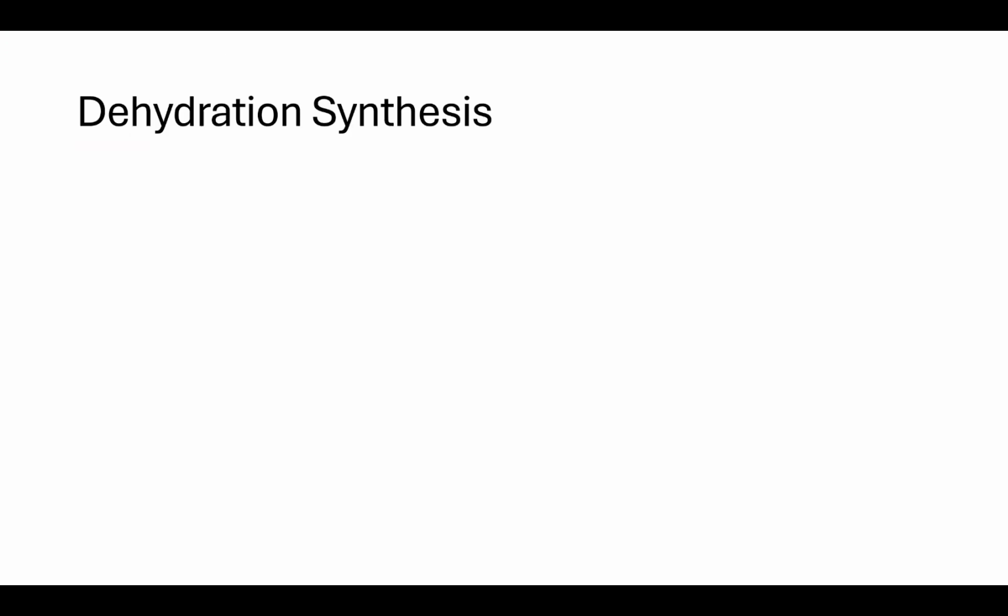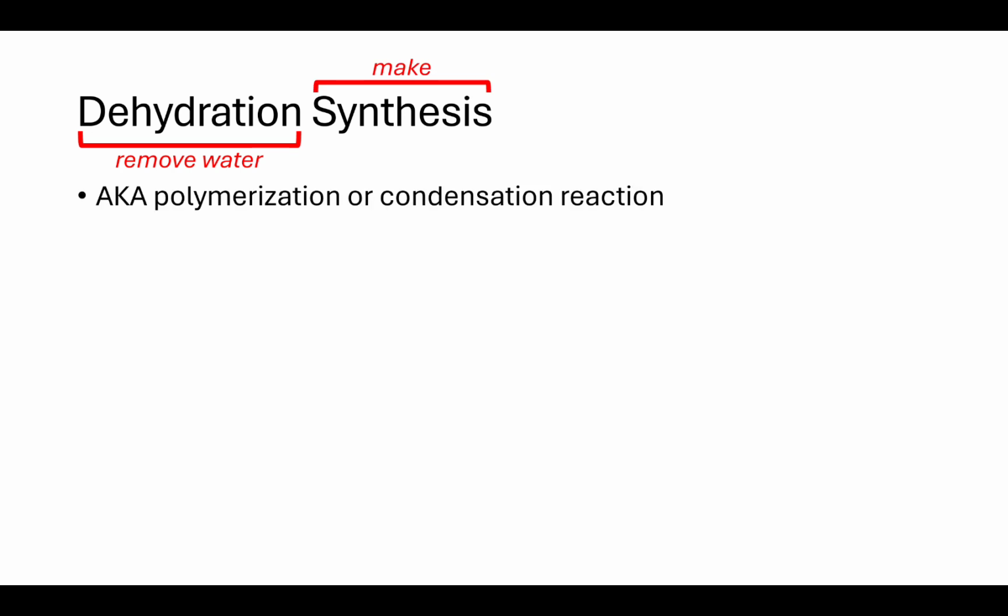The opposite of hydrolysis is dehydration synthesis, which you can also use the name to help you remember what it is. You are going to dehydrate or remove water from something, and you're going to use that removal of water to synthesize or make something. So this is also called by two other names that I want to make sure that you know, just so you don't get confused. The first name is polymerization, which hopefully makes sense because you are using this process to make polymers. And it's also sometimes called a condensation reaction because you're basically taking out some liquid water, like condensing out some water.